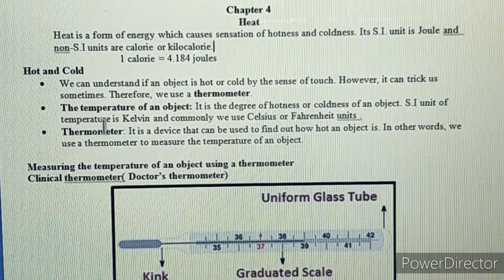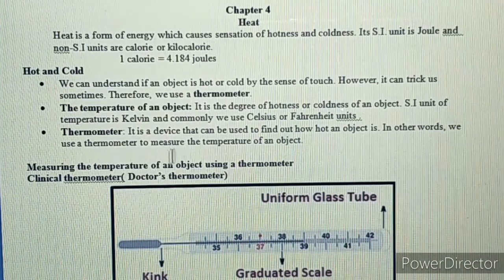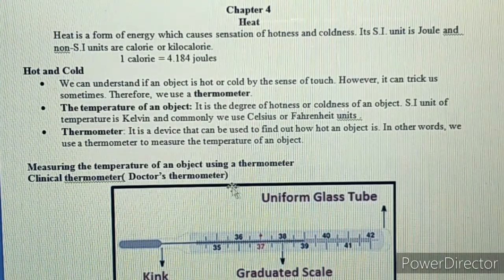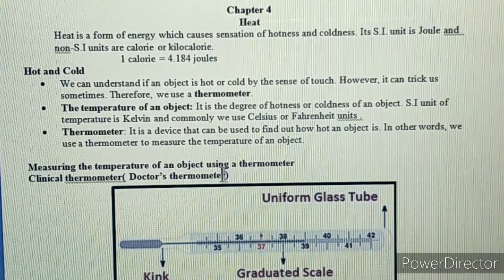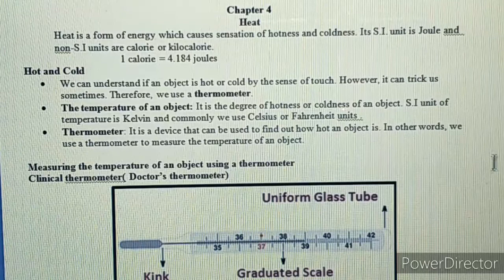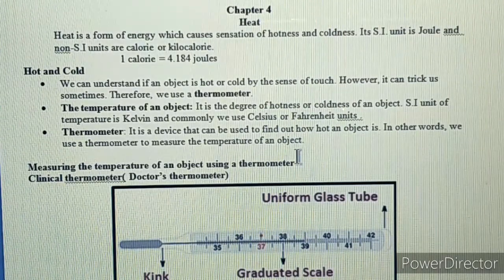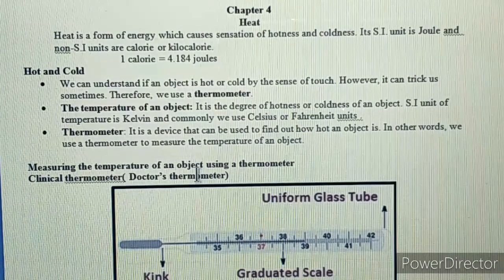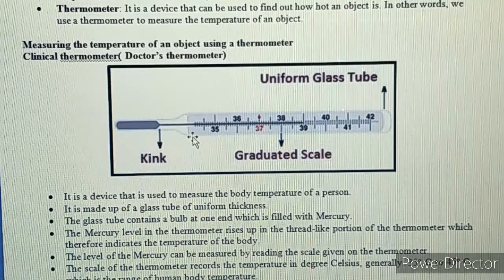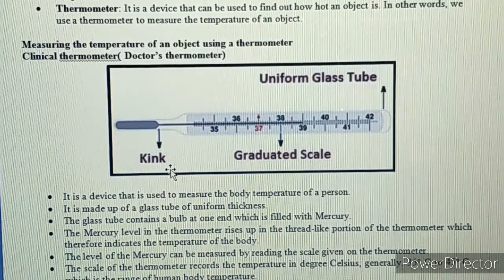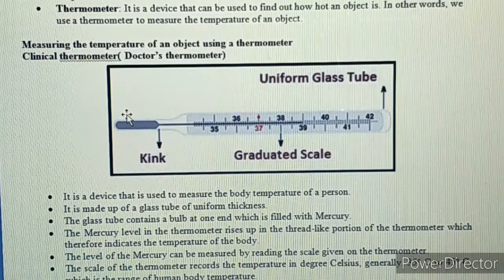Now, the instrument which we use to measure temperature is called what? Thermometer. So here the definition is what? It is a device that can be used to find out how hot or cold an object is. In other words, we use a thermometer to measure the temperature of an object. Now, there are two kinds of thermometers which we use to measure the temperature of an object or a human being.